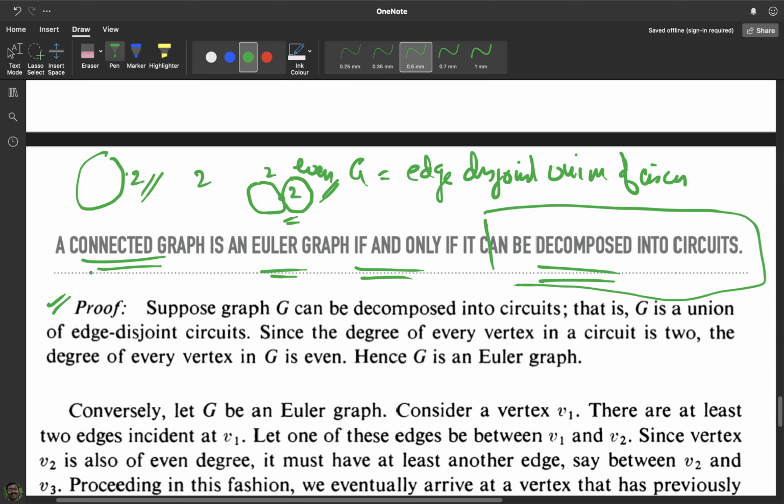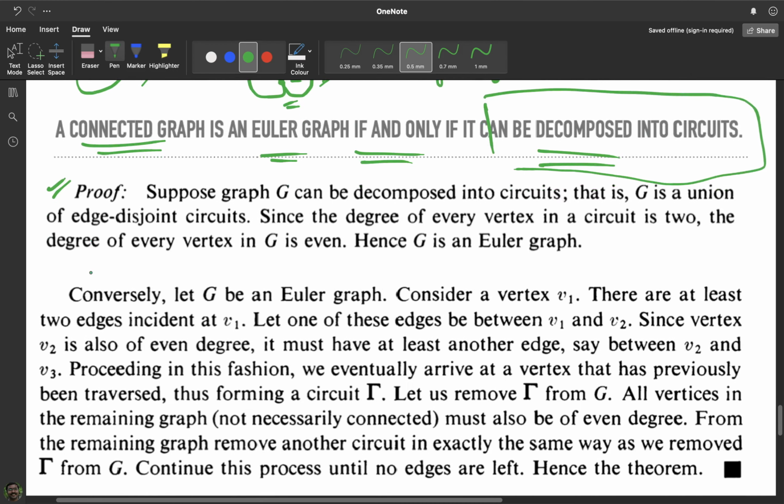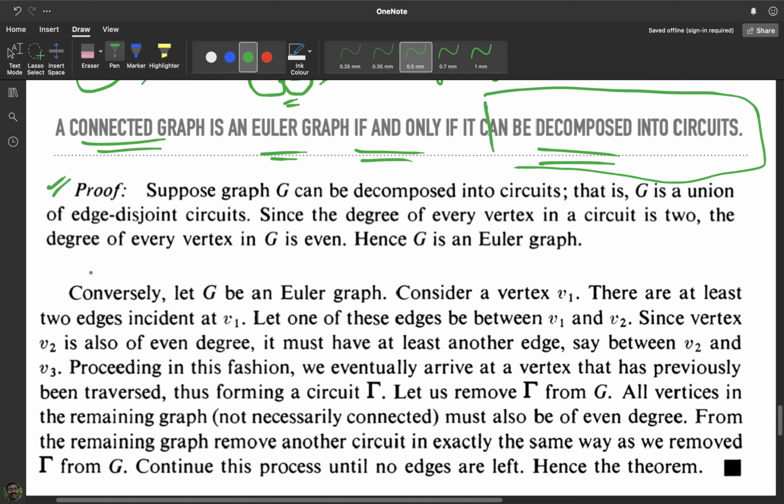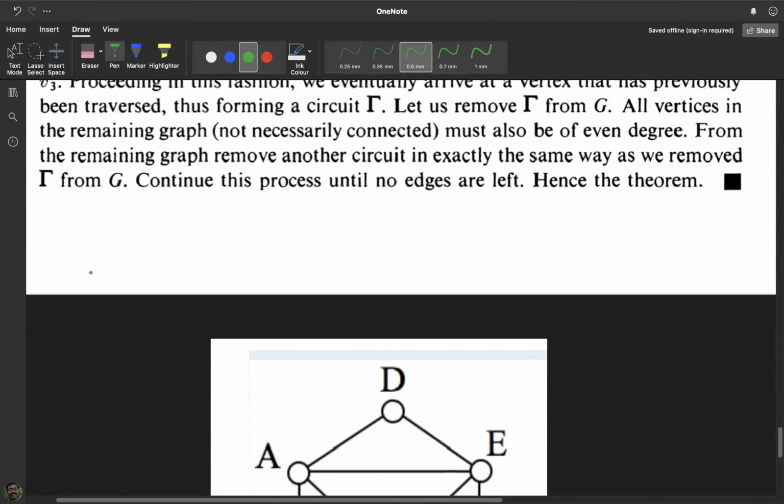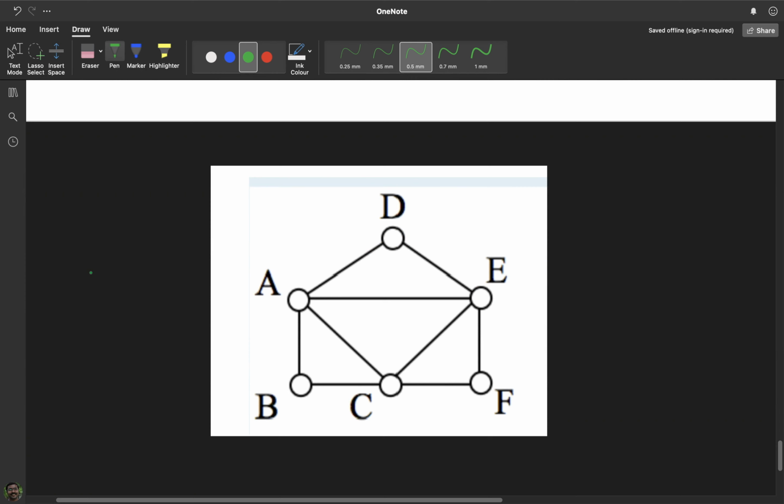Okay, now the reverse also. Suppose it is an Euler graph, we have to show that it can be decomposed into circuits. Okay, so I'll illustrate the idea here. Suppose this is a connected Euler graph. This is just for your understanding. So I'm going to draw an Euler line here. I'll start with some vertex, from A. I'll move to D. I'll move to E. I'll come back to A maybe. Then I'll move to C.